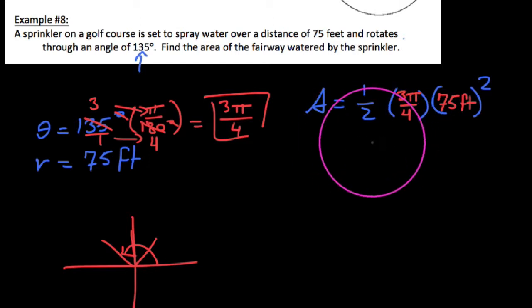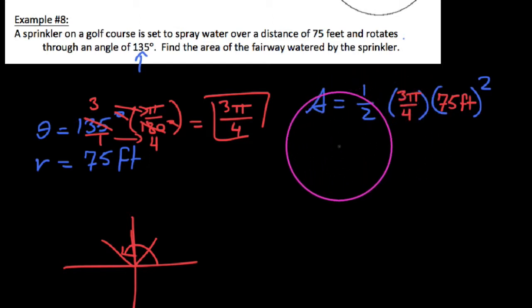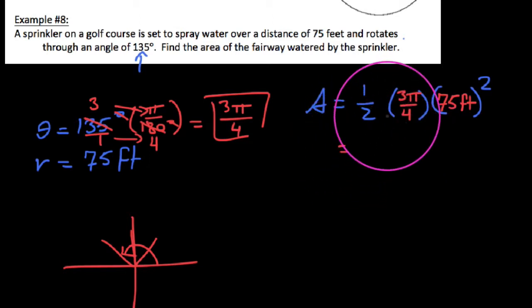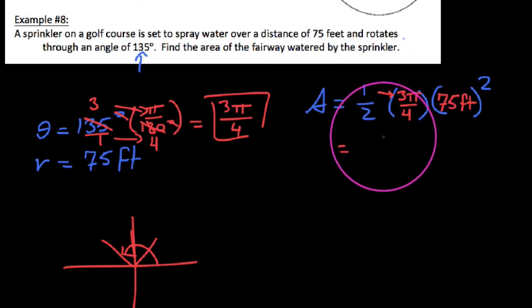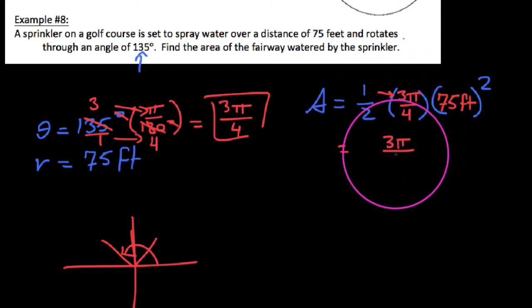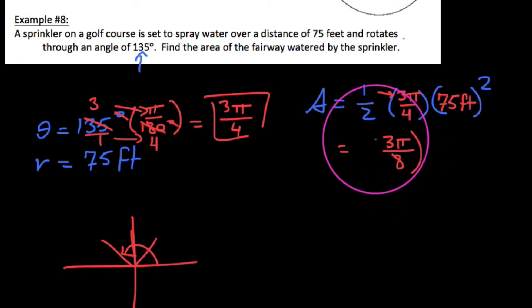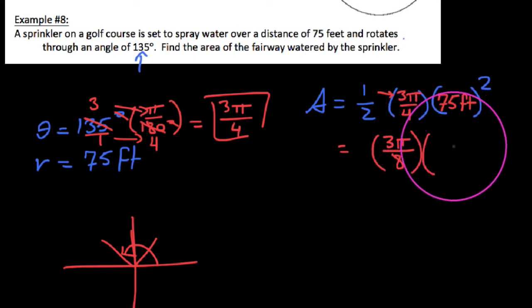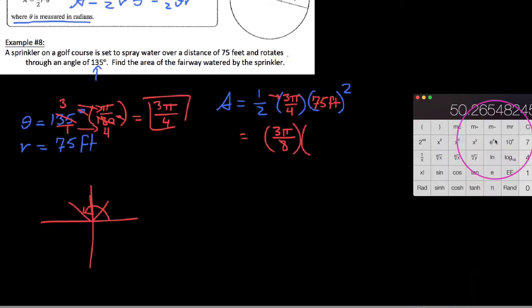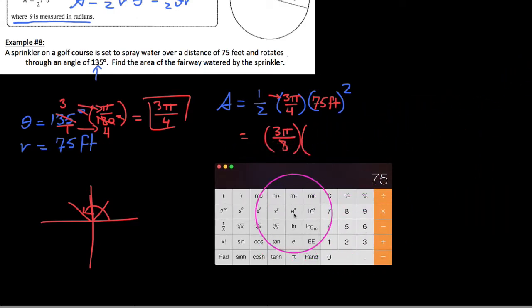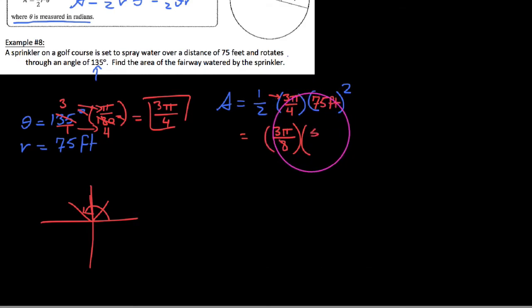We may need a calculator for some of this, but in terms of an exact value, let's multiply some of this straight across. 1 times 3 pi would be 3 pi, 2 times 4 would be 8, and now we can take 3 pi eighths times 75 squared. I don't know the square of 75 off the top of my head, so let's find this here. 75 squared is 5625. I'm going to put this over 1, but this is now square feet.